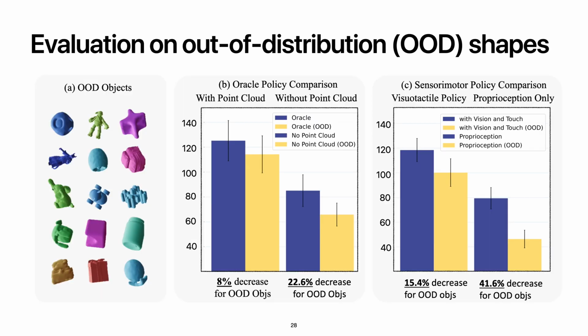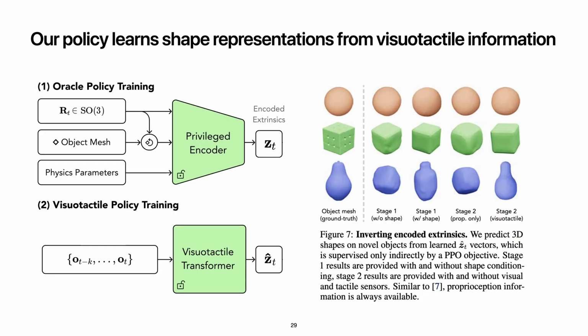Then, we run evaluation on 15 challenging objects unseen during training. We find that using shape information for the oracle policy, or using visuotactile, can significantly help out-of-distribution generalization. Finally, we are interested in whether our policy really learns object geometry as a feature. To study this, after training the policy, we collect a dataset of the extrinsics for different objects. We collect 4 datasets for different policies: policy without point cloud, oracle policy with point cloud, a proprioception-only policy, and our visuotactile policy. We try to train a decoder from the extrinsics to predict object 3D shapes.